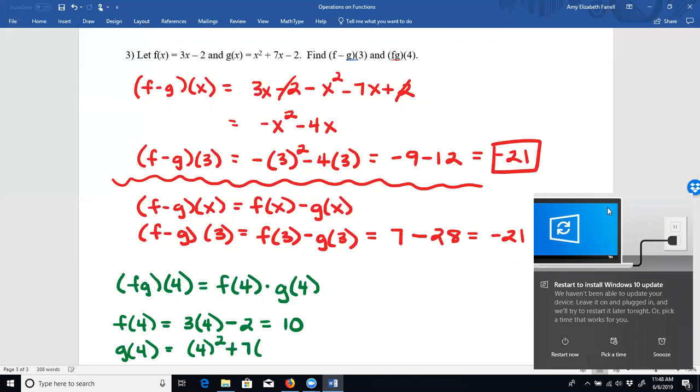So plus 7 times 4 minus 2. So let's see, 16 plus 28 would be 44, minus 2 would be 42. All right, so to finish, all I have to do now is take those two numbers and multiply them together because the operation is multiplication. So answer is 420. And I never had to find f times g of x.